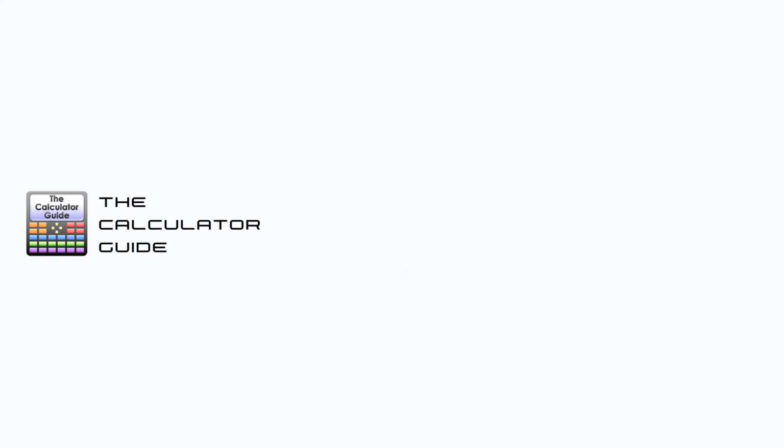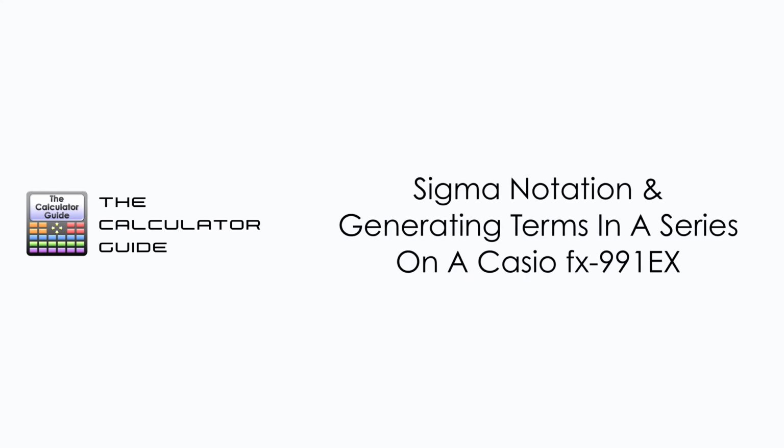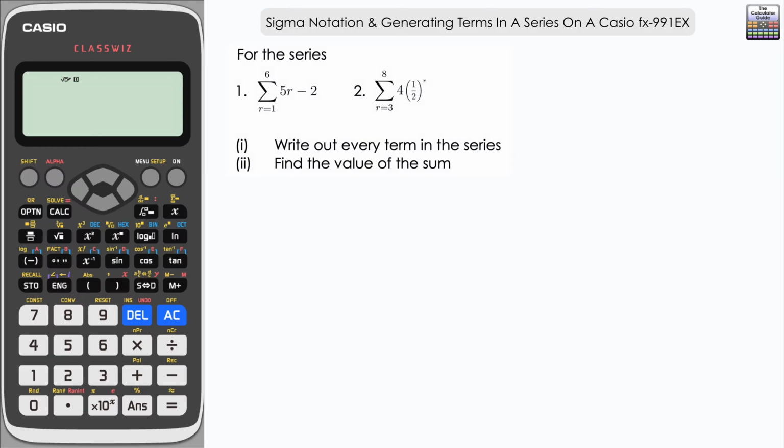Hello and welcome to the Calculator Guide video on sigma notation and generating terms in a series on a Casio fx-991EX. We have two series here, and for both of these we're going to firstly write out every term that is in the series, and we're going to be using table mode on the calculator to do that.